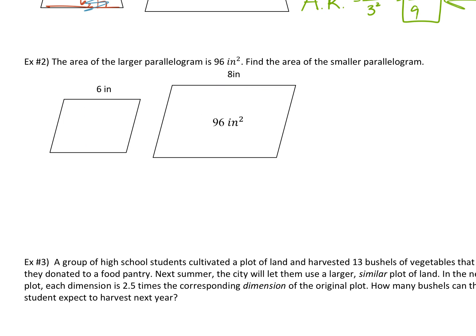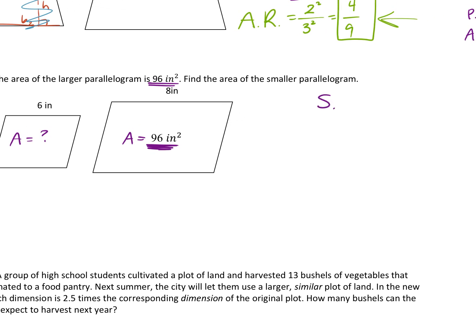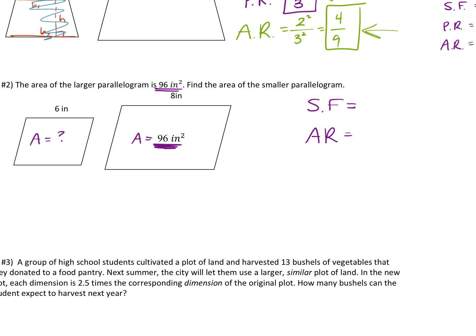Okay, so here's what you're doing. If they give you an area of one of them, so the area of this parallelogram is 96, you can actually find the area of the other one just with the information that we have here, because we have a comparison of the 2 figures. So here's what you have to do. You got to think through. We can find a scale factor, and we need an area ratio. Okay? Can anyone tell me the scale factor of this setup?